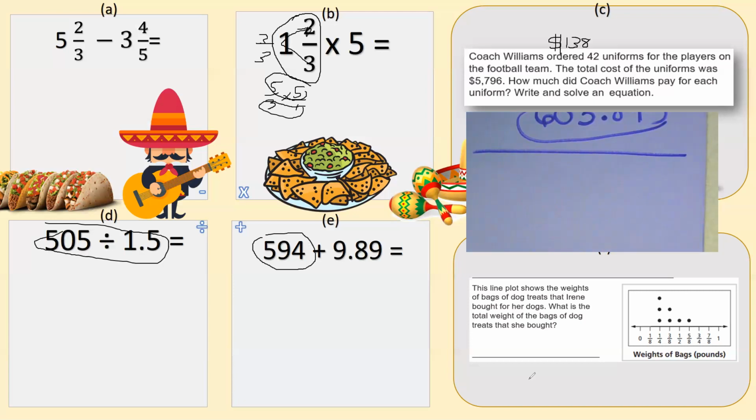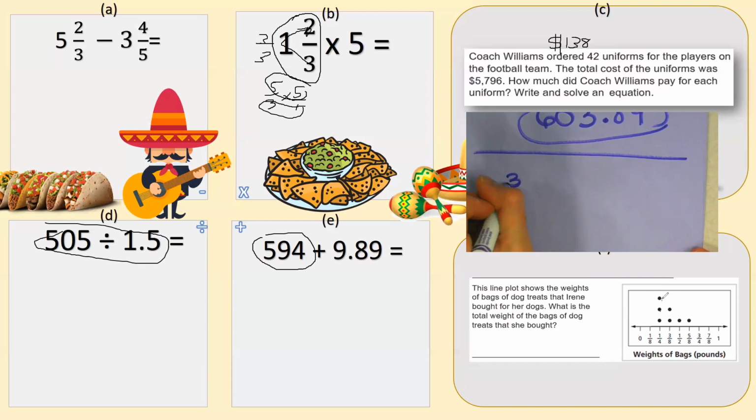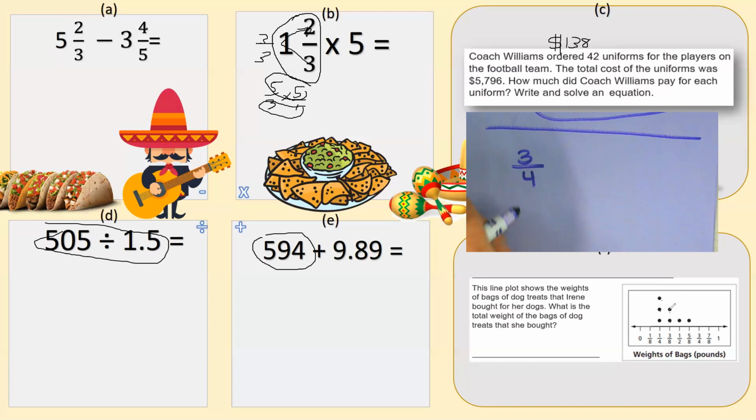And then last but not least, I just have to add all these bags up. So I have 1/4, 1/4, and 1/4. That's 3/4. I have 3/8 and 3/8. 6/8. I have 1/2. And I have 5/8.